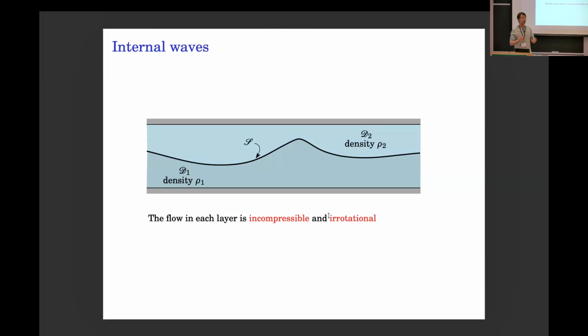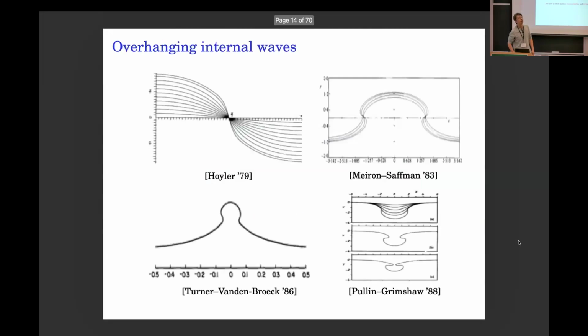So the problem becomes a little bit more complicated because now you have dynamics from both regions, rather than just the one fluid region. So that's basically the picture. And in terms of the extreme waves, in particular those overhanging waves, again, the numerics community has long been aware of this overhanging feature. This is even earlier, by Hoyer.